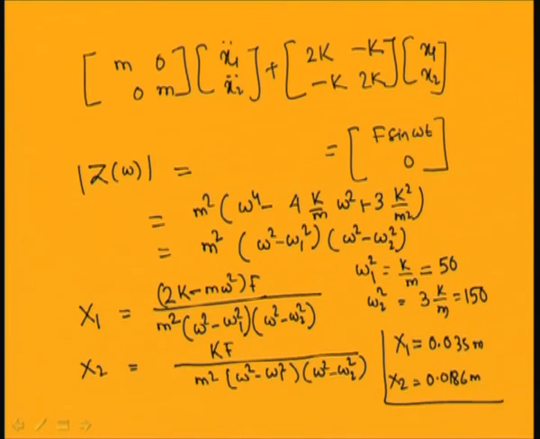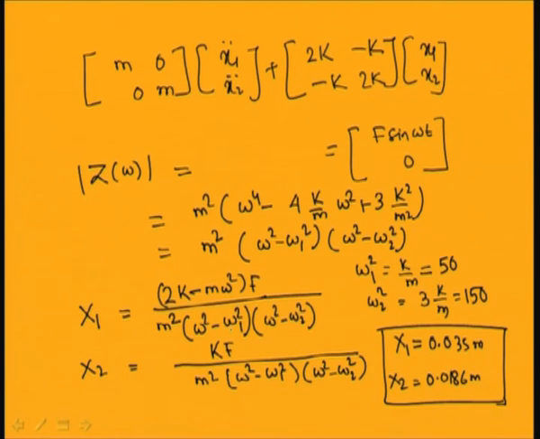So, for omega equal to 2, these are the values. One can note from this expression that when omega square becomes 2k by m, then x1 equals 0. Also, one can see that when omega square equals omega 1 square or omega square equals omega 2 square, x1 and x2 tend to infinity.